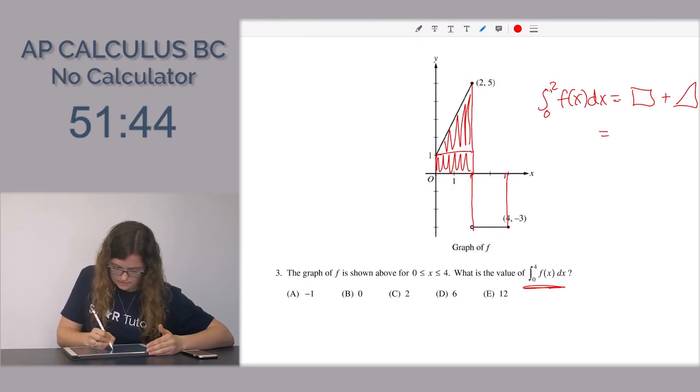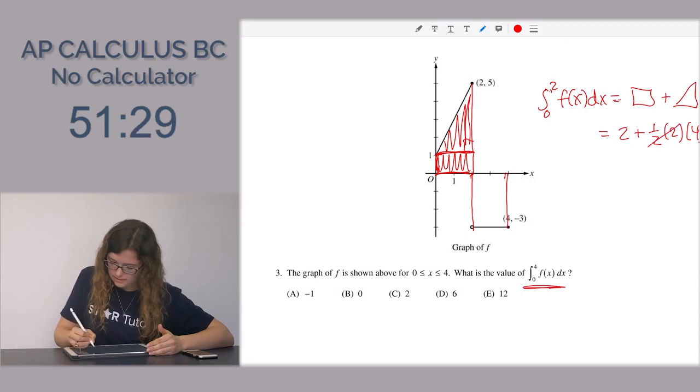The rectangle area looks like it's a 2 by 1 rectangle, so that's 2. Then the triangle, we've got the base is 2, the height is 4, because it goes from 1 to 5. So this is 1/2 base times height. Base is 2, height is 4. That gives me 2 plus 4, that's 6.